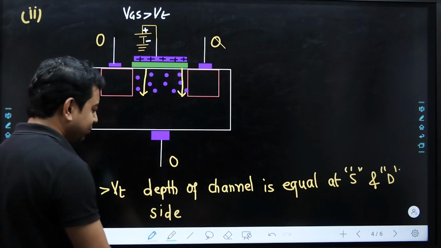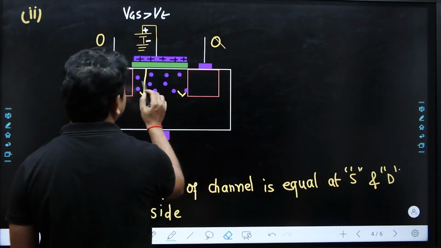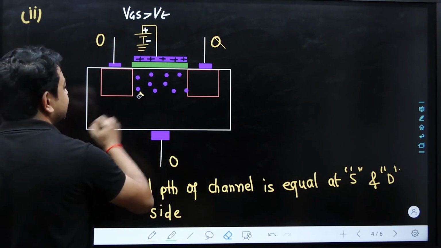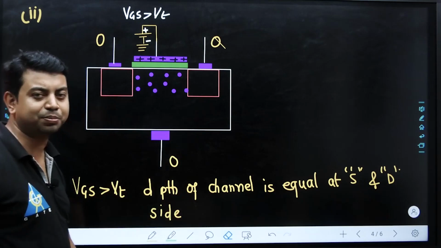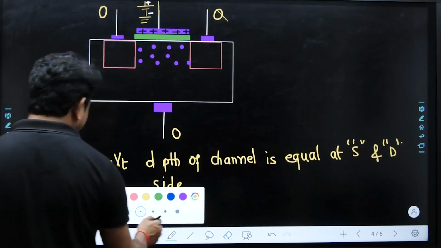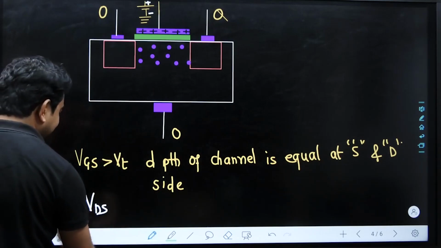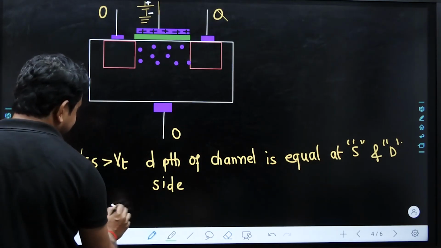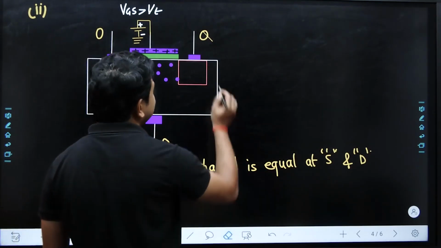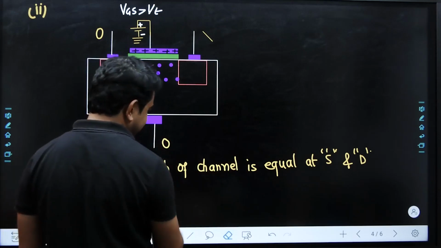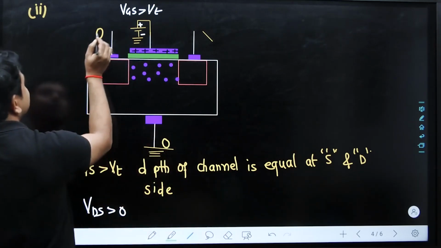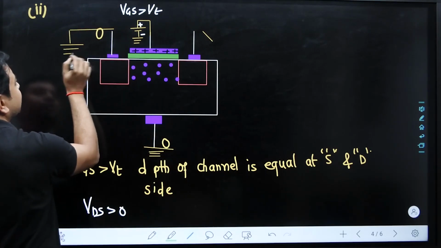So this is the thing that we are going to analyze before taking any potential at the drain terminal. So the depth of the channel is equal. That means an equal number of electrons are present on the source side and drain side. Now when we apply a potential at the drain terminal and that potential is very small. So if we apply VDS greater than 0, then definitely we have a current. So we just remove this part, this is not 0, but this will be 0, that is, the body terminal should be connected with 0 potential like this, and the source terminal is also connected with 0 potential like this.